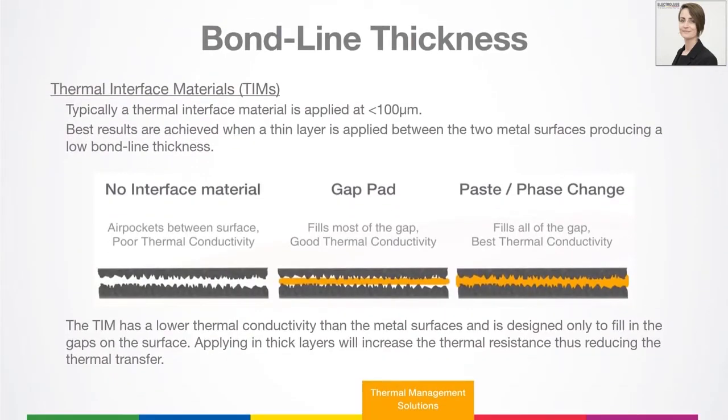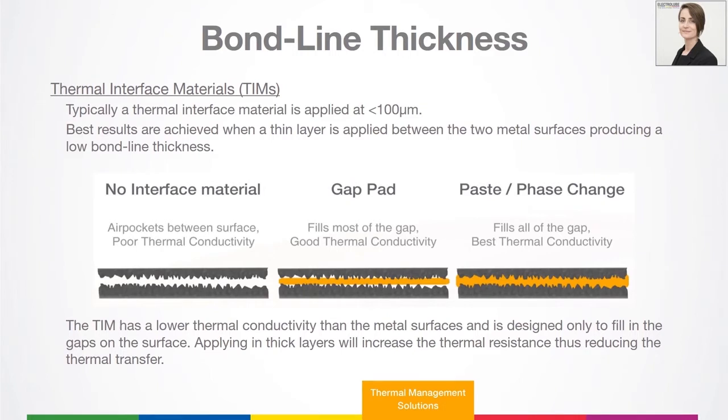Bond line thickness. So the example I showed you at the start, where you have a component with a heat sink attached, the gap between the two is called the interface. And thermal interface materials are applied in that gap and are typically less than 100 microns. The best results are achieved when a thin layer is applied, because the metal surface itself is much better at transmitting that heat away. So what you want to do is remove all the air, but not put any excess material in that gap.